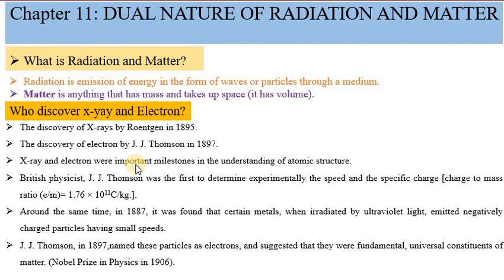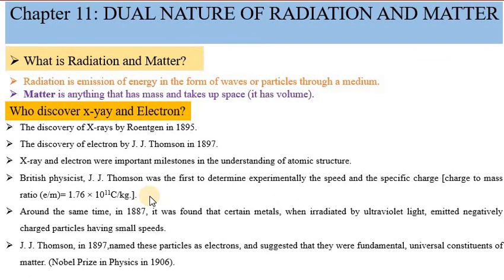Next, the British physicist J.J. Thomson first determined experimentally the speed and the specific charge of the electron, by calculating the charge to mass ratio. So the e by m ratio, and he observed that this e by m ratio is around 1.6 into 10 to the power 11 coulomb per kg.